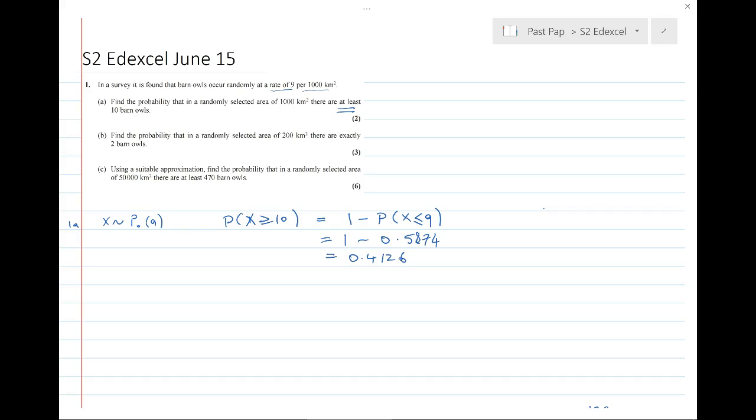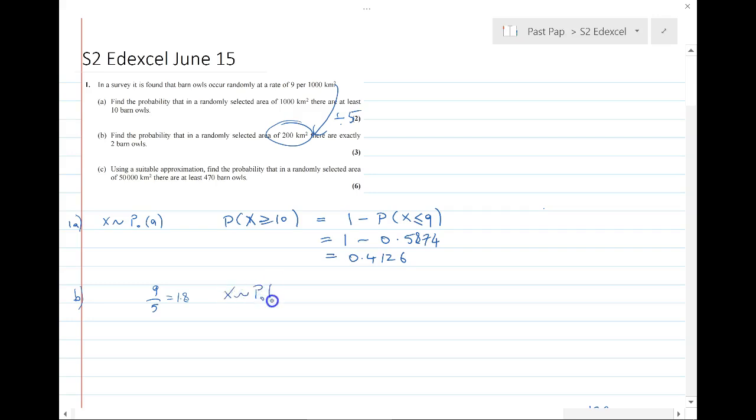Let's look at part B. Part B is also Poisson, but of course the actual area has changed, because you'll see we're dividing by 5. So we're going to expect a factor of 5 fewer owls in that particular region, because it's about barn owls. 9 per 1,000 would be the same as 9 divided by 5 per 200, which is 1.8.